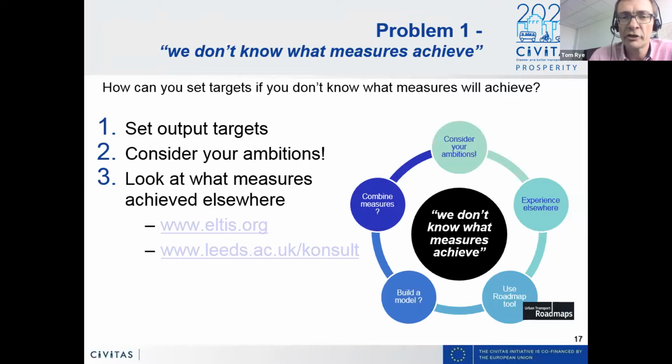Look at what measures achieved elsewhere. In my measure selection webinar a few weeks ago, I explained in particular, so I won't go again, but the Consult database from Leeds University is a very good source of information about what measures can achieve. How much modal shift can you expect? How much traffic reduction? How much road safety improvement can you expect from a given measure? And that helps you to set a target.